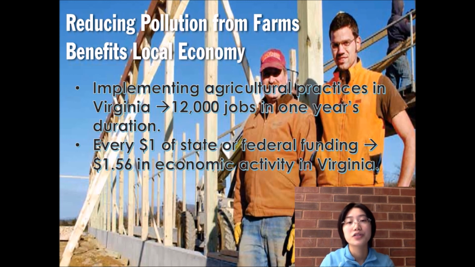A study by the University of Virginia found that implementing agricultural practices such as livestock stream exclusions, buffers, and cover crops in Virginia to the levels necessary to restore the bay would create nearly 12,000 jobs of approximately 1 year's duration. Implementation of agricultural practices would also generate significant economic impacts. Based on the research, every $1 of state or federal funding invested in agriculture-based management practices will generate $1.56 in economic activity in Virginia.